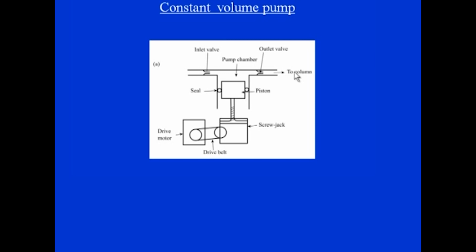Once it is done, these valves will accordingly be closed or opened. When the eluent has to come from the reservoir, this valve will be opened. Then in the next stroke, when the syringe pump has to displace the eluent onto the column, this valve will be open and this will be closed. So, this is the constant volume pump, and it is quite widely used in HPLC systems.